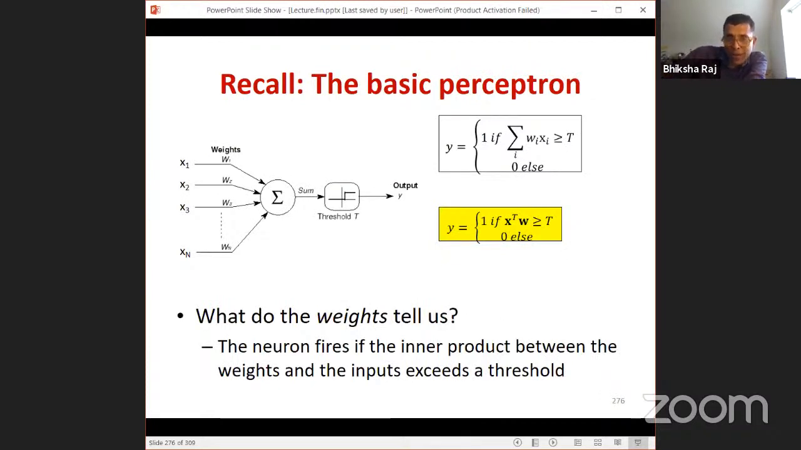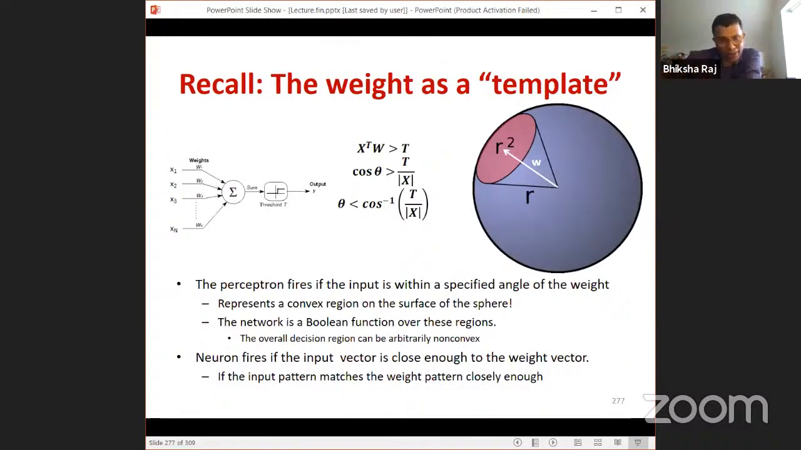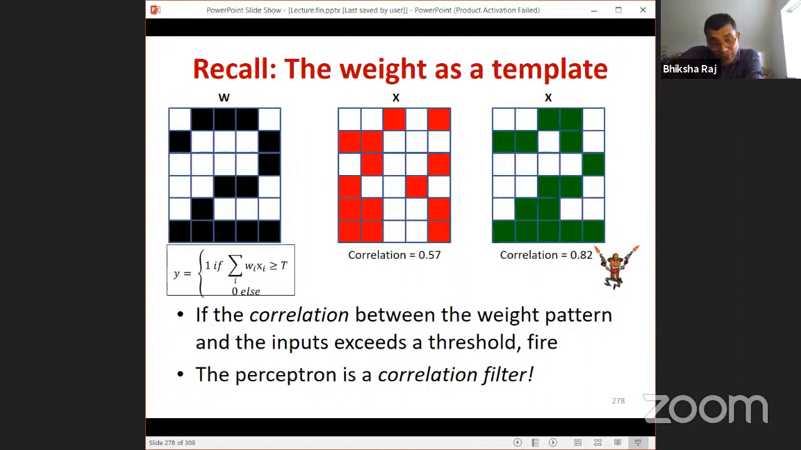So for that, let's go back to 2 hours ago. We saw that the basic perceptron is basically computing an inner product between its input and the weights, and it fires if this inner product exceeds a threshold. In other words, the perceptron fires if the angle between the weights vector and the input is lesser than some theta. If the input is close enough to your weights vector, it's going to output one, otherwise it's going to output a zero, or something in between. So we saw that the weights vector for any perceptron is basically a template. It represents the pattern that the perceptron is searching for in the inputs.